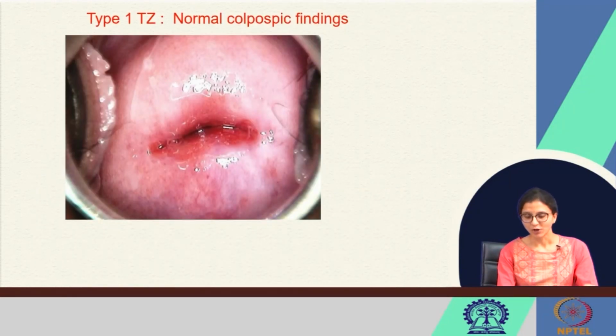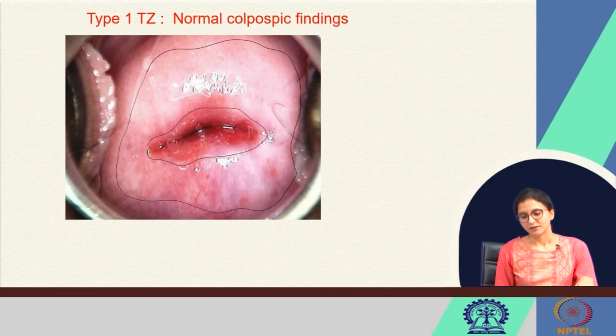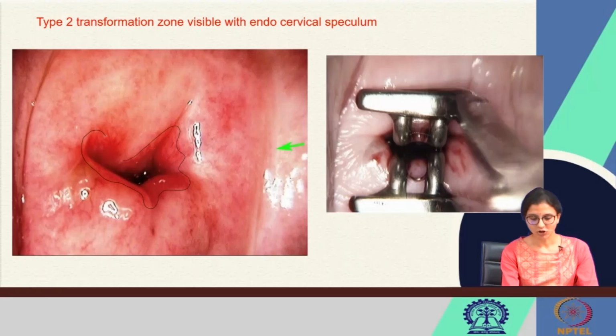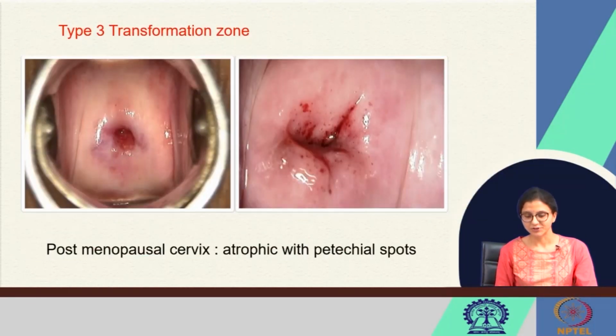This is type 1, where we can appreciate the transformation zone fully outside the external os. It is fully ectocervical. We can see the transformation zone, it is normal. In type 2, a part has gone inside. This is the new squamocolumnar junction. The red part is the columnar cells, outside are the squamous cells. So, this is the new squamocolumnar junction. With an endocervical speculum, we can see the type 2 transformation zone.